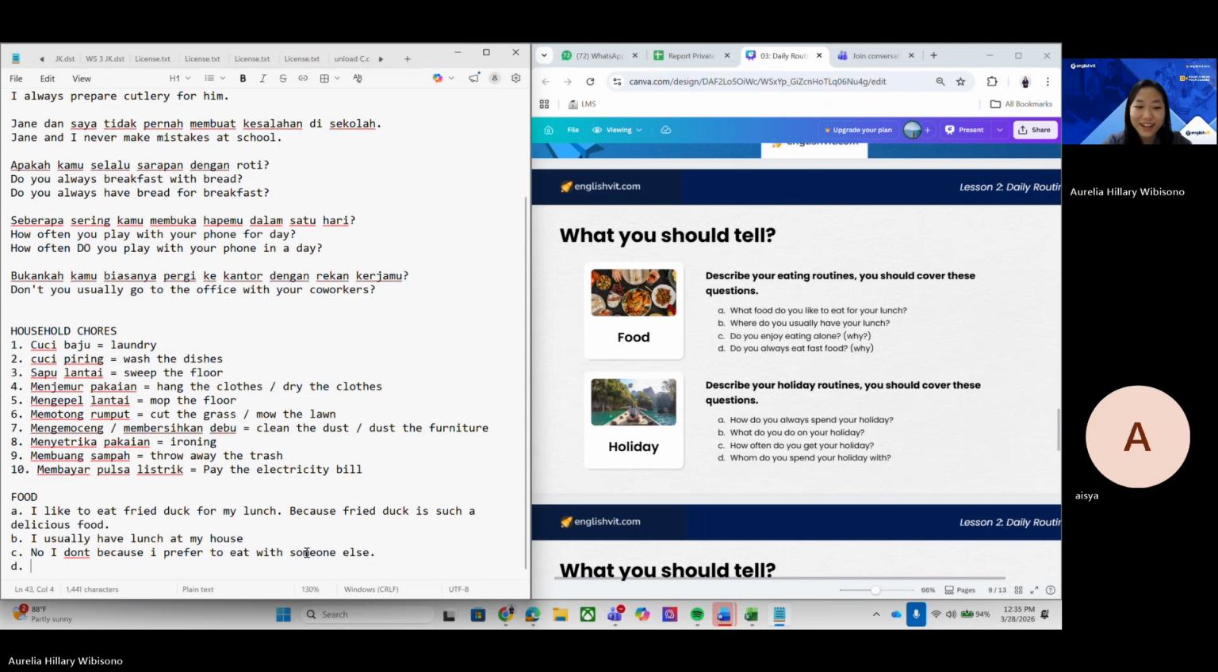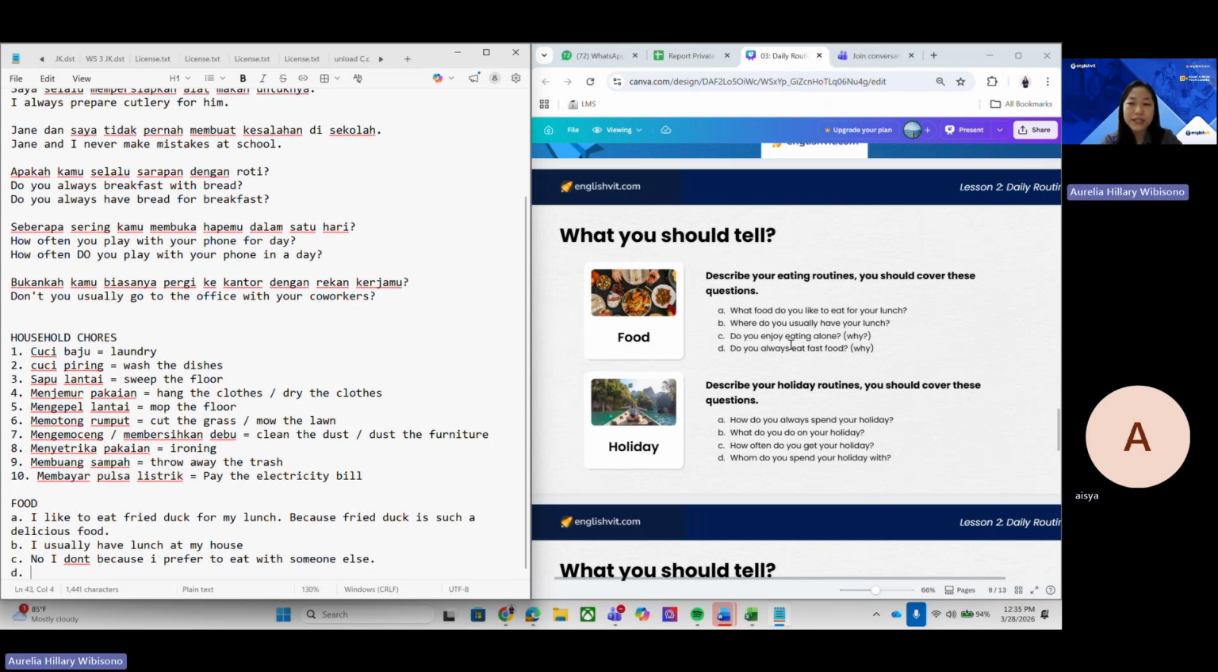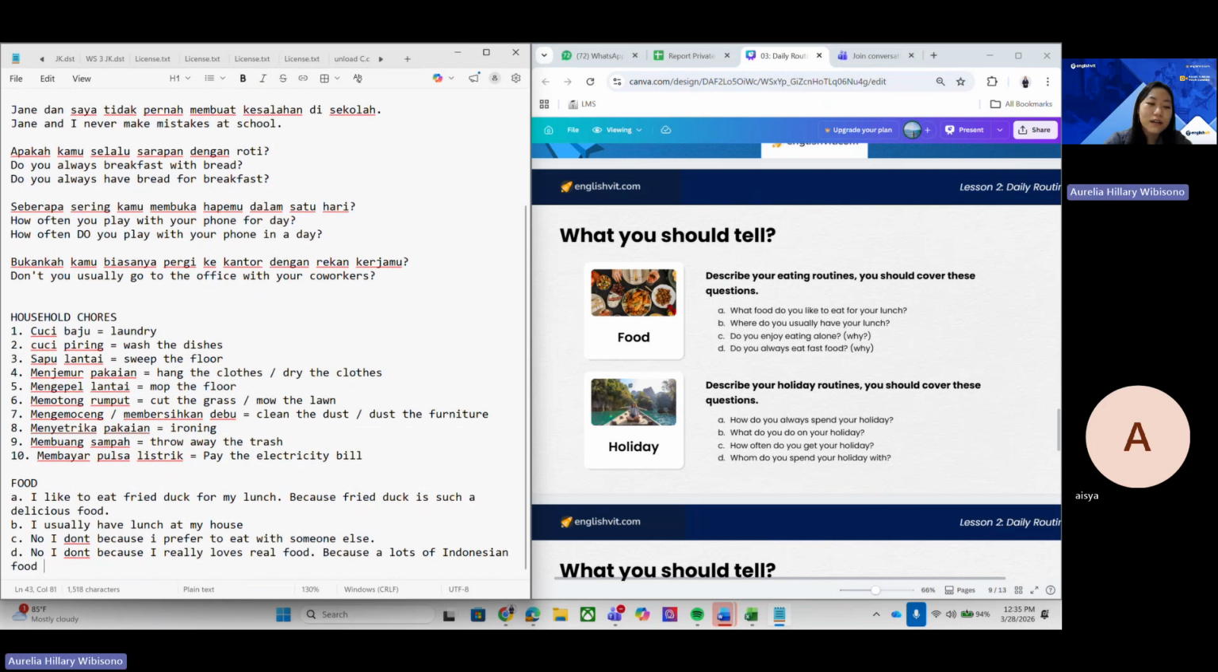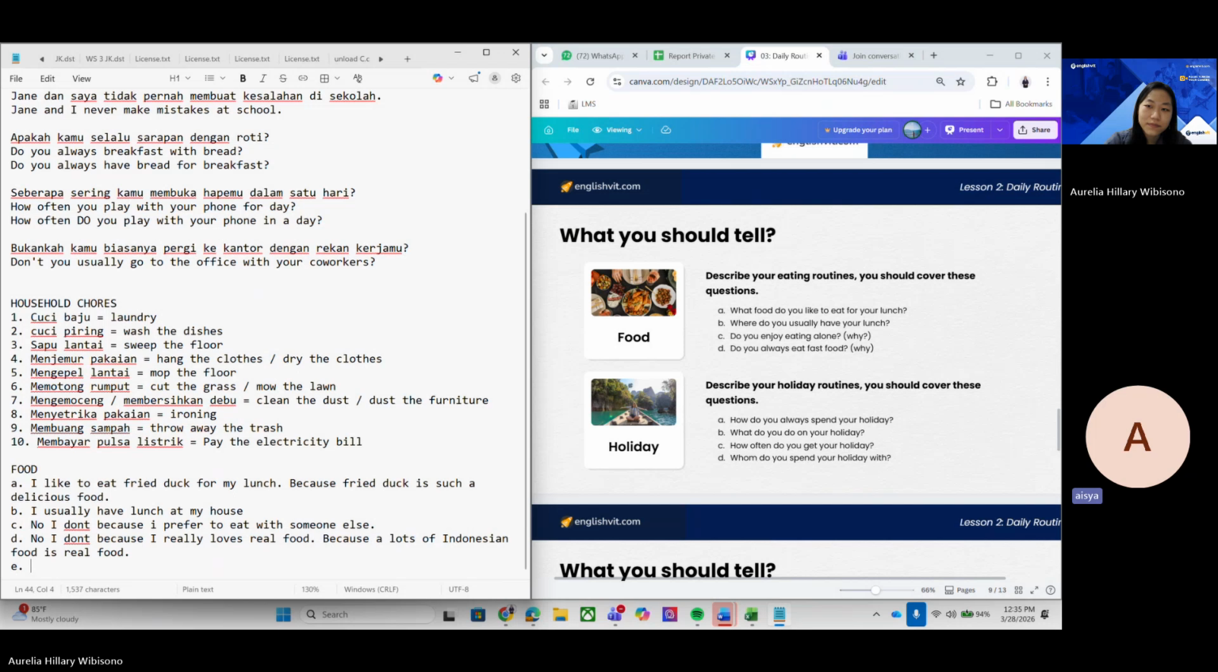Okay, and then the last one. Do you always eat fast food? No, I don't, because I really love real food. What's your consideration? Because lots of Indonesian food is real food. Ah, so you like Indonesian food? Yes, I do really love Indonesian food so much.